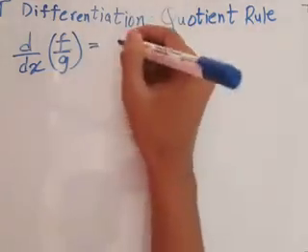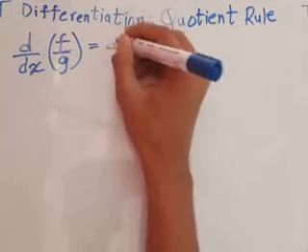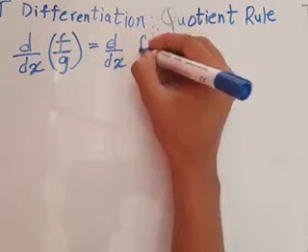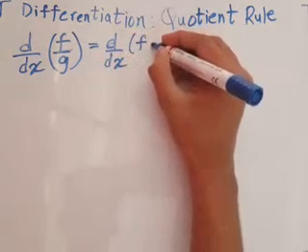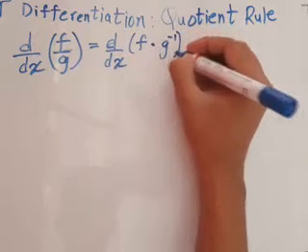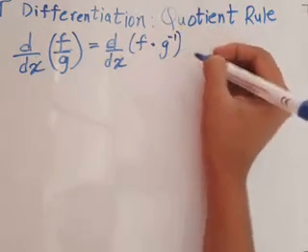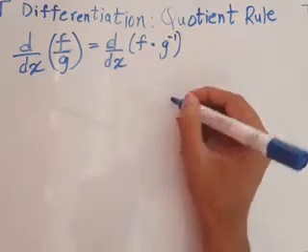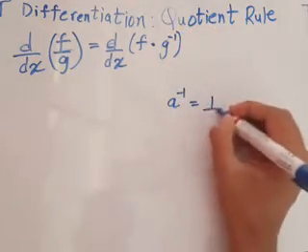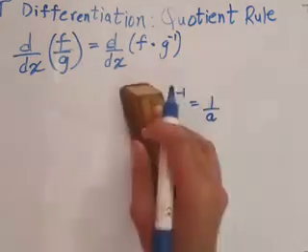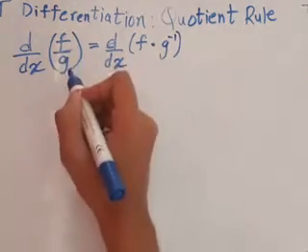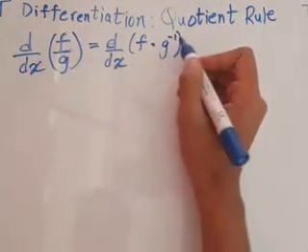I'm going to start by rearranging what we have a little bit. So we have d by dx of the first function, and I'm going to write it as a product with the second function raised to the power minus 1, because as you know, anything a to the power minus 1 is basically equal to 1 upon a. So I can write 1 upon g as g to the power minus 1.